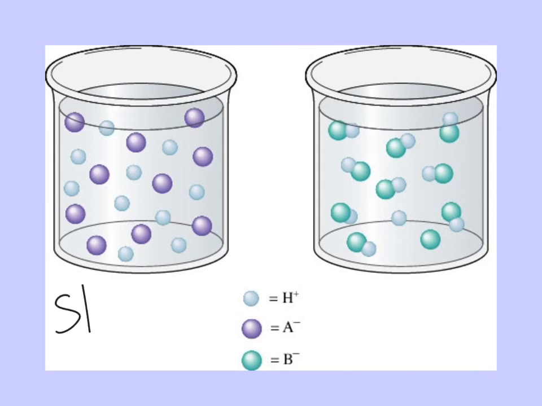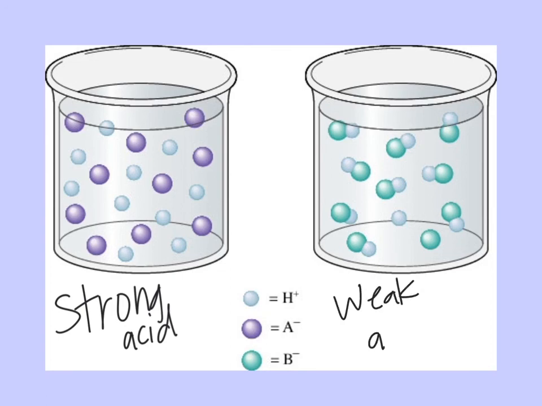Let's write strong acid. You can see how all of these ions are completely separated and floating around in solution. Therefore, the one on the right is a weak acid. Remember, weak acids do not separate very much at all into ions. You can see that only this one right here actually separated, and everything else stayed together. That is the difference between a strong acid and a weak acid.